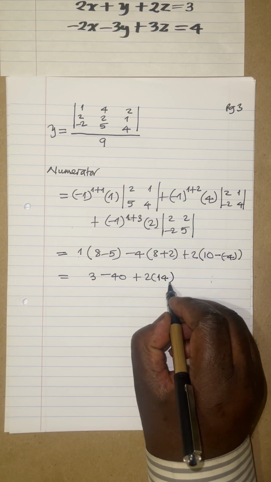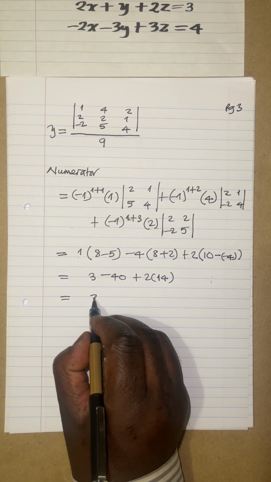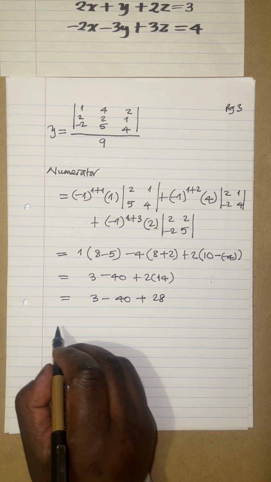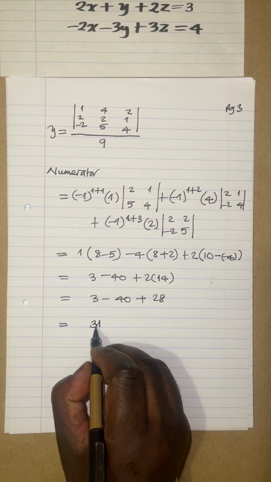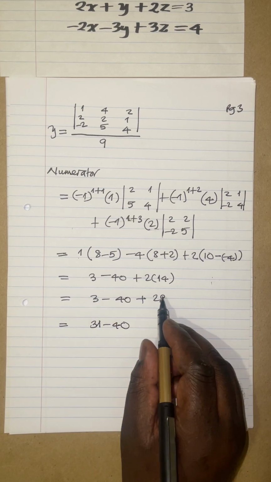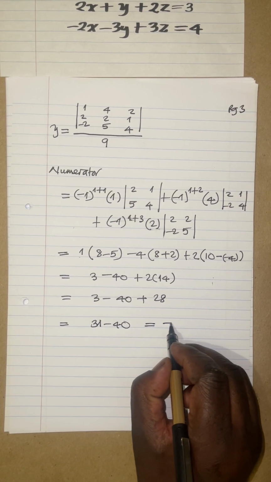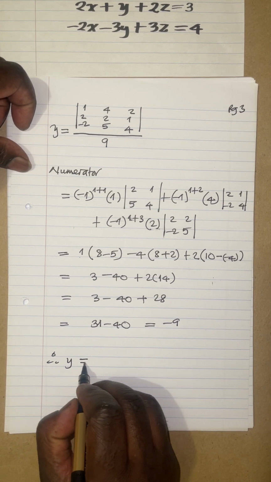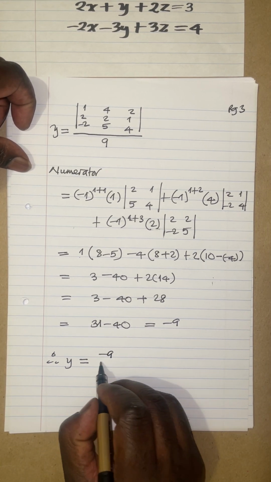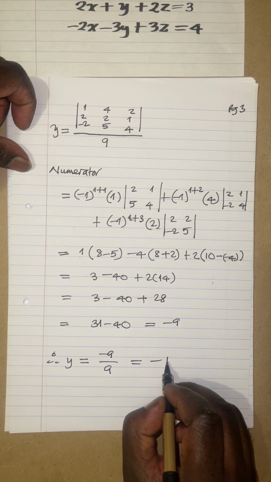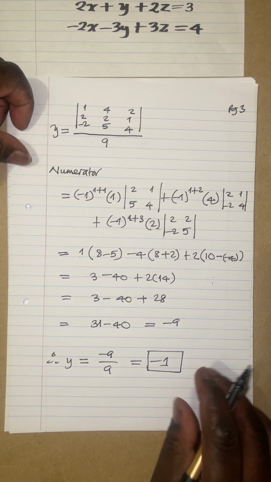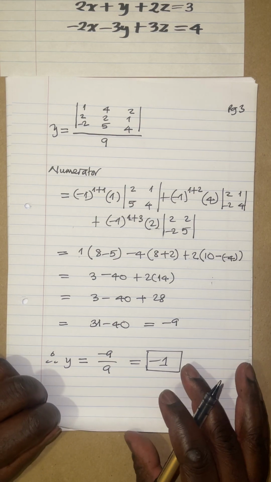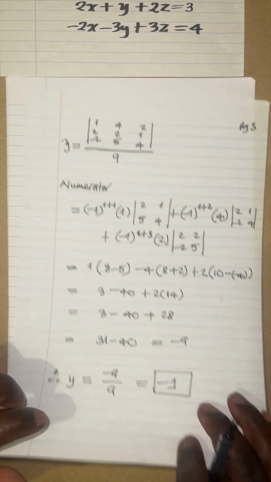So this is 3 minus 40 plus 28. And the answer is 31 minus 40, because 3 plus 28 is 31. The answer is minus 9. And therefore, y is equal to the numerator, minus 9, over the denominator, 9, and our answer is minus 1. Next, we end up with z. The value of z is obtained in a similar fashion. Now moving to page number 4.